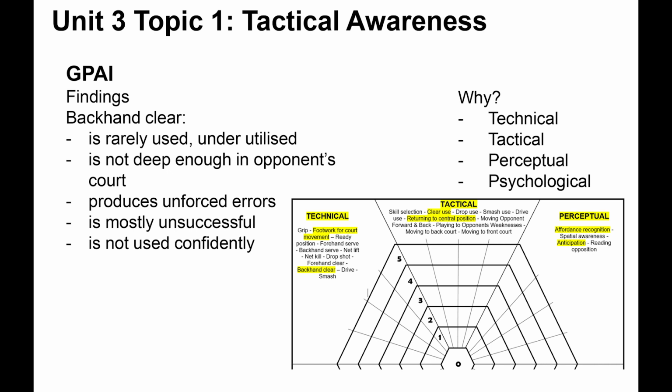I need to know why. Is it a technical error, a tactical error, or a perceptual error? And all of these 3 things are important in tactical awareness. So we have moved on now to looking at the tactical awareness unit. As I said before, is it a problem with my footwork? I just can't get into the right position to hit a backhand.